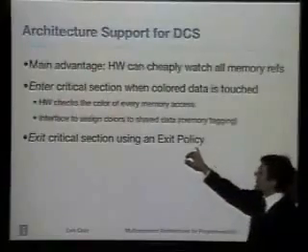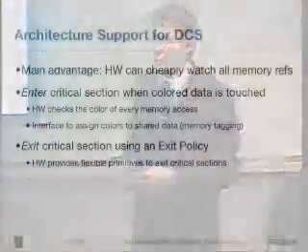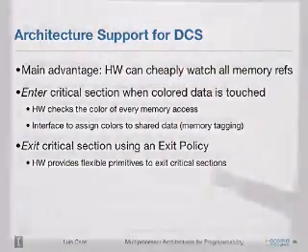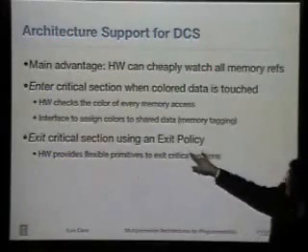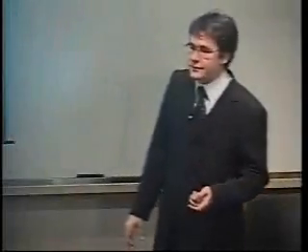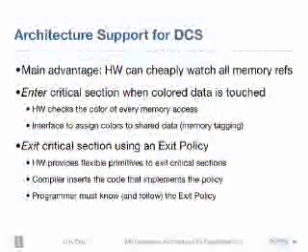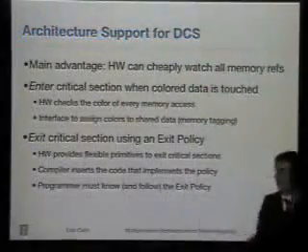So now, exiting a critical section. It turns out that automatically defining the exit point just by looking at the memory references is undecidable. When does it end? You don't know. So what we do is that the hardware provides flexible primitives to exit a critical section based on a policy. An exit policy is a set of conditions that determines when a critical section can be safely exited. And the compiler inserts code that implements the defined exit policy to trigger the hardware.